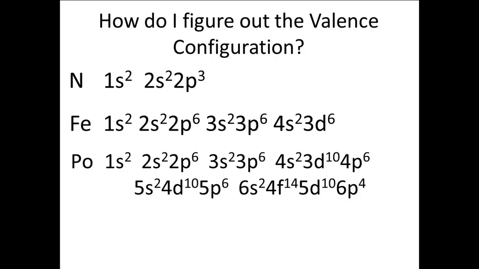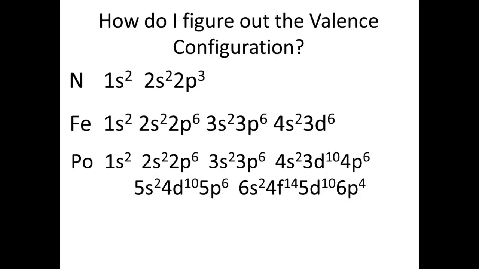The first thing to do is to be able to identify what the valence shell is. In the previous videos, we looked at the configurations of a number of elements. We found nitrogen, iron, and polonium. But how do we know what the highest energy shell is? Remember that the number part of the subshell symbol, the 1 in 1s, for example, or the 3 in 3d, tells us which shell the subshell belongs to. That is, it is the value of n.